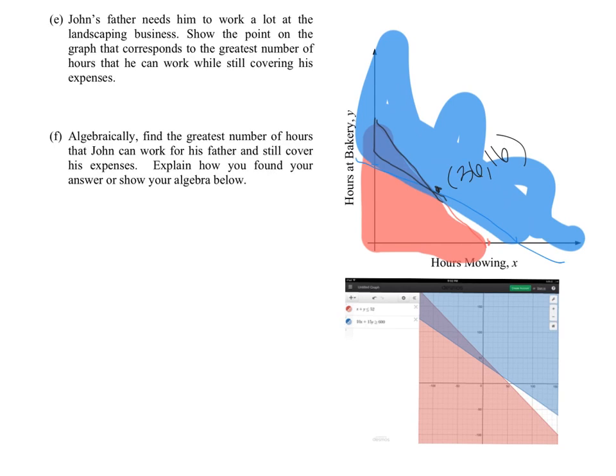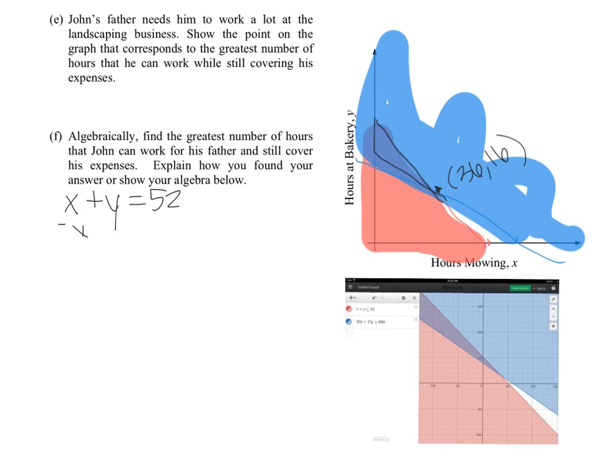So algebraically, we need to find the greatest number of hours that John can work for his father and still cover his expenses. And we're going to have to explain how we found our answer, or show your algebra below. Since x stands for the hours of mowing, we need to solve for x. So we need to make both equations into y equals equations. So the first thing I'm going to have to do is take the x plus y, and instead of making it an inequality, we're going to have it just be an equal sign, and solve for y.